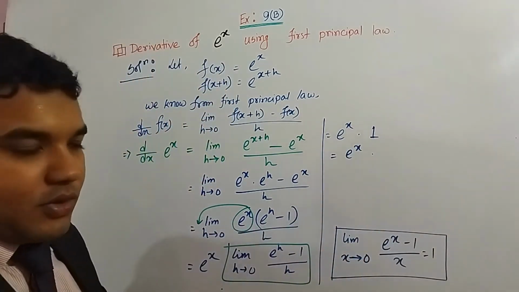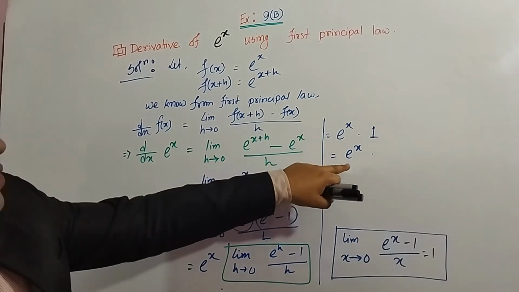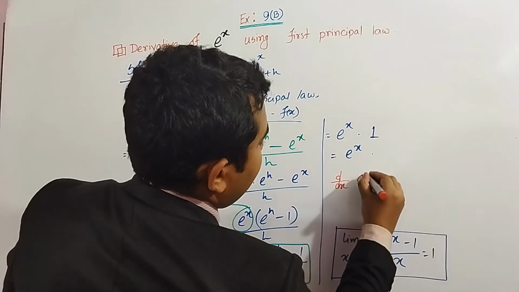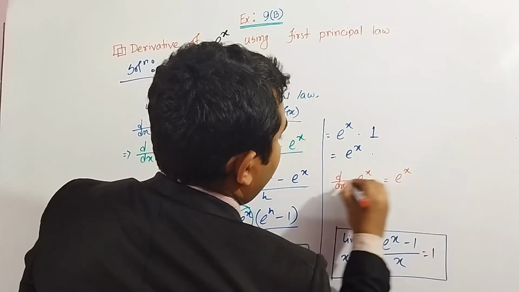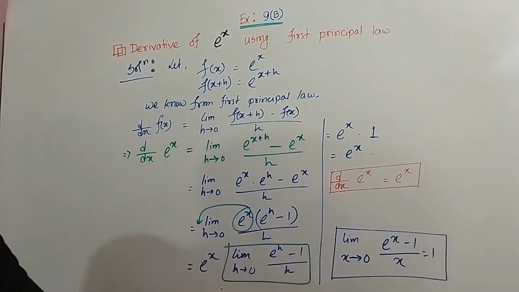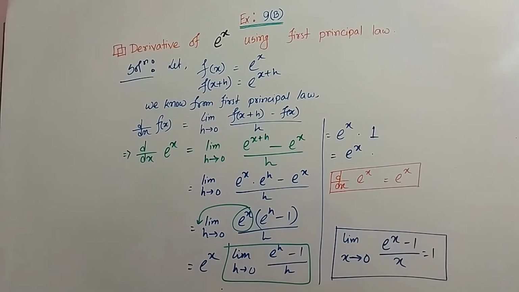What have we actually found here? We have found a very simple thing: d/dx of e to the power x is equal to e to the power x. Okay, so let's have a look at our next math.